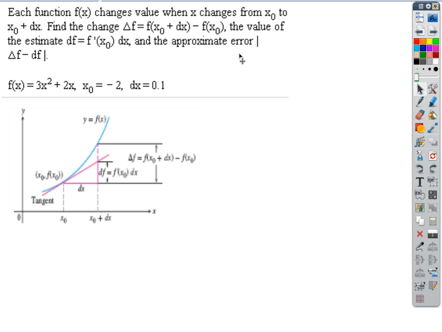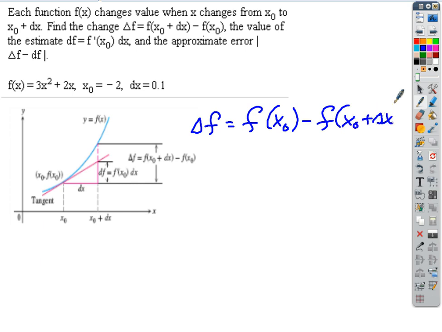Can we do it? It makes sense when it's explained, but it always makes more sense when we do it. Okay, let's do it then. So delta f just equals f of x sub 0 plus delta x minus f of x sub 0. So that's f of -2 plus 0.1 minus f of -2. And we would just put those in our calculator.